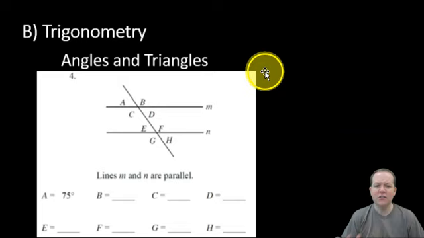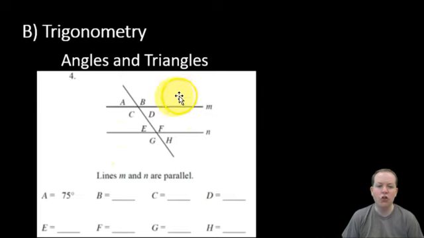Let's continue on. Let's look at some angles and some triangle things, okay? So first, I have this example, and I have these two parallel lines. M and N are parallel, all right? And then I have this diagonal line. It's straight, but it's diagonal, going down. Let's try to figure out what these other angles are. I'm telling you here that A is equal to 75 degrees, okay?